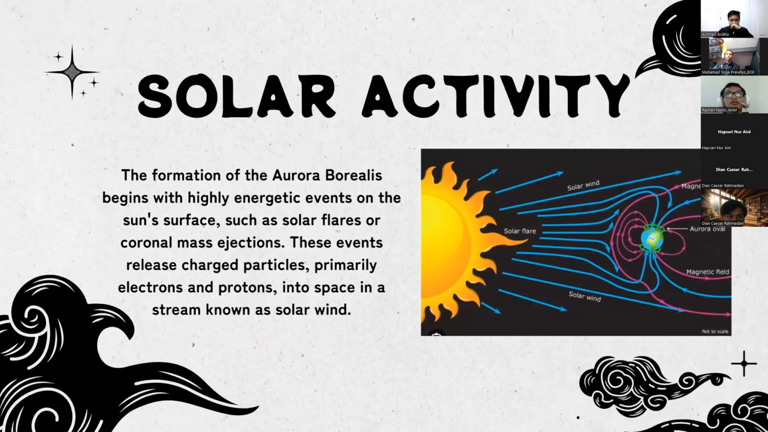So the first is the solar activity. The formation of aurora borealis begins with highly energetic events on the sun's surface, such as solar flares or coronal mass ejections. These events release charged particles, primarily electrons and protons, into space in a stream known as solar wind.